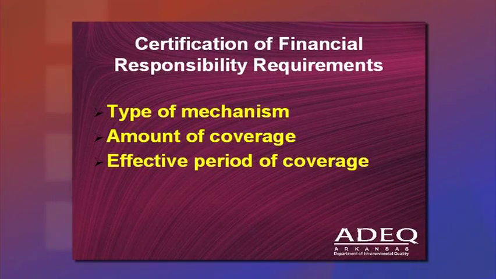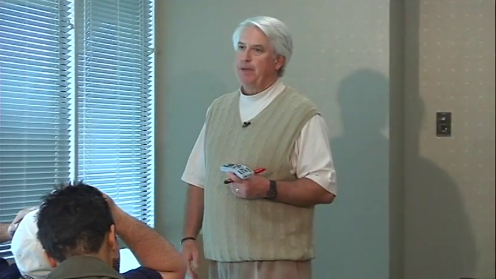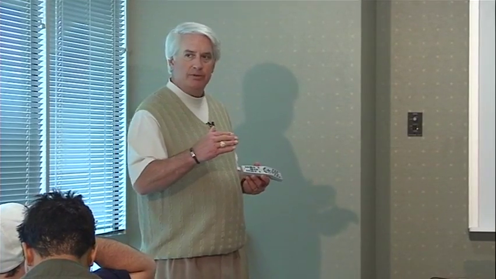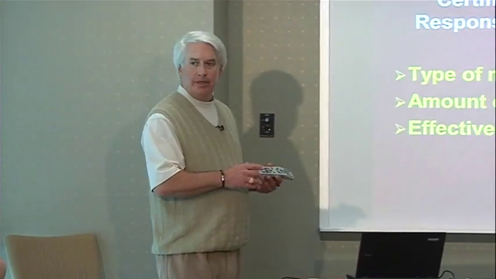Then you have to know how much coverage you have, whichever mechanism you're actually using. And the next thing that's important is the effective period of that coverage. It's just like when the cops pull you over, they're going to look to see if you've got insurance coverage, and then they're going to see how long this coverage lasts. The same applies here with the financial responsibility requirements: effective period of coverage. So you have to know the type of mechanism you're using to meet your financial responsibility, the amount of that coverage, and the effective period of that coverage.